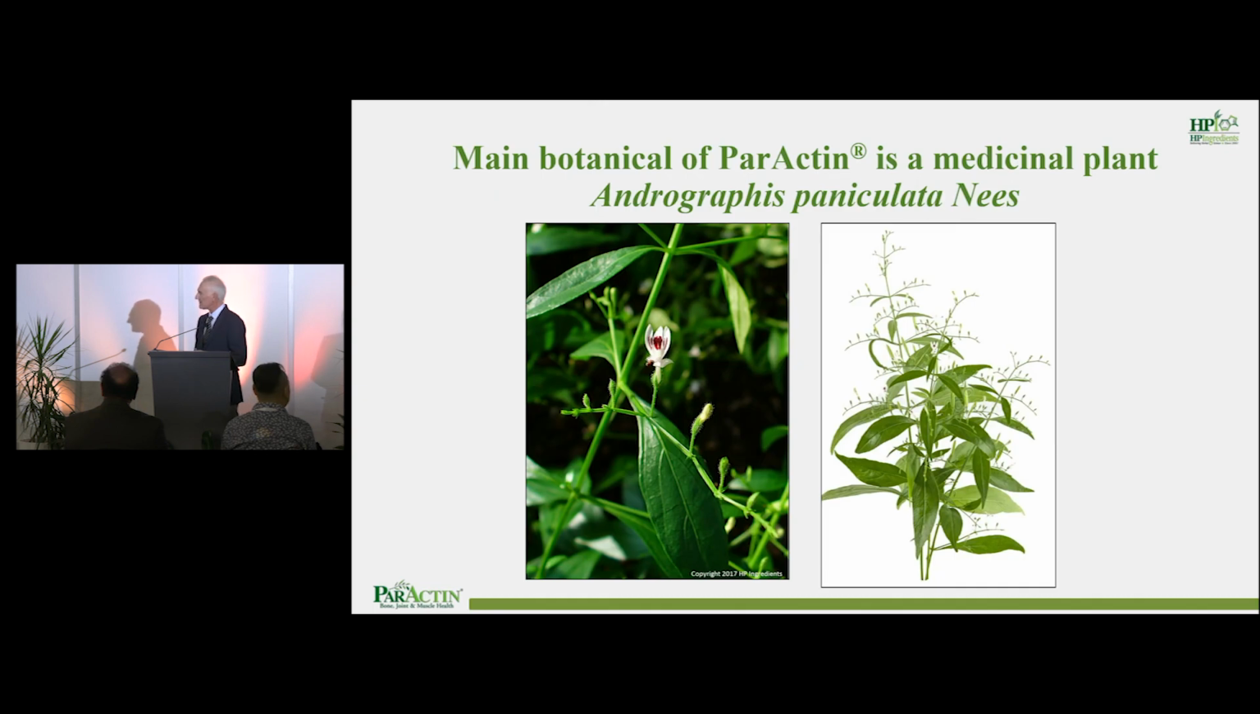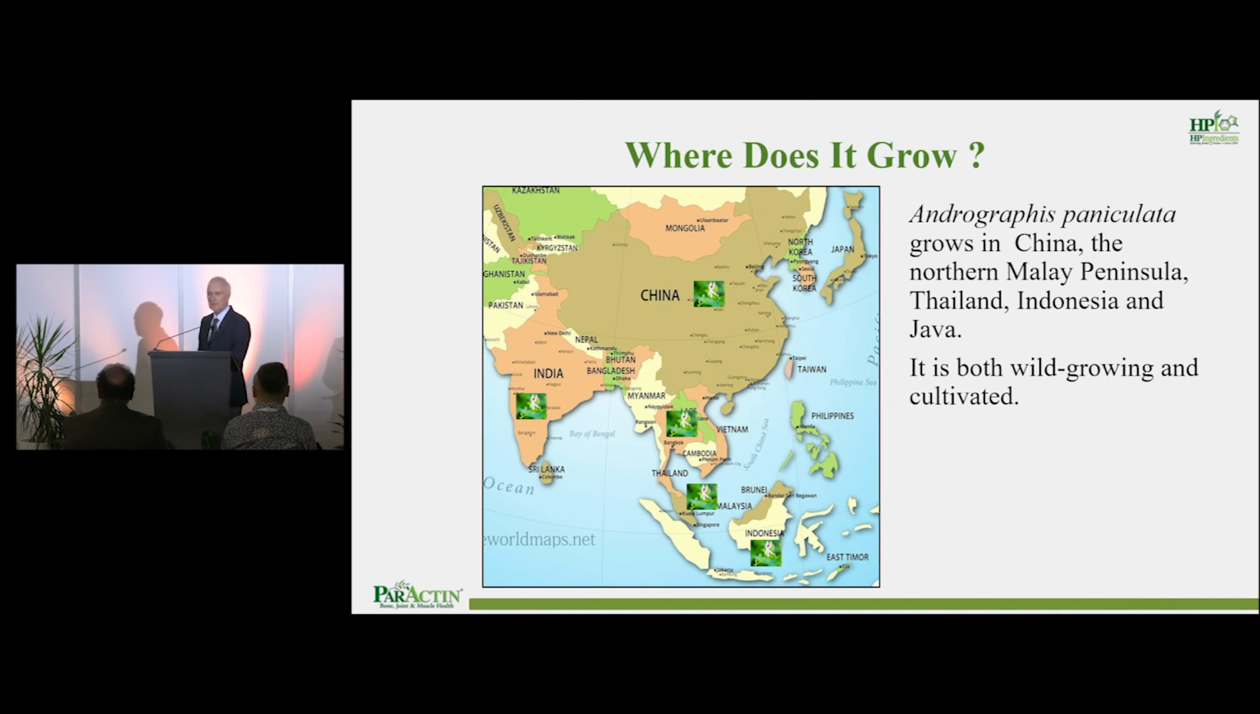Next one. To keep it very simple, the main botanical of ParActin, a medicinal plant known as Andrographis paniculata, is there. You can see it. It's a bush about 3 meters in height with a nice white flower. And next one, where does it grow? In southeast Asian countries, mainly you can find it in China, the northern Malaysian peninsula, in Thailand, Indonesia, and Java. And nowadays, you can wild harvest it, or you can also grow it in different countries.